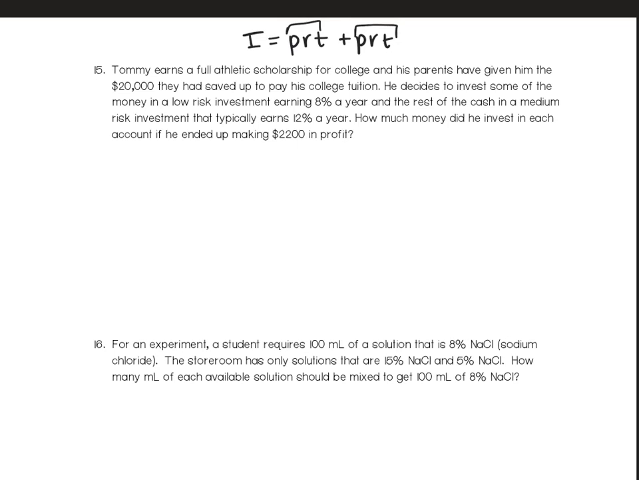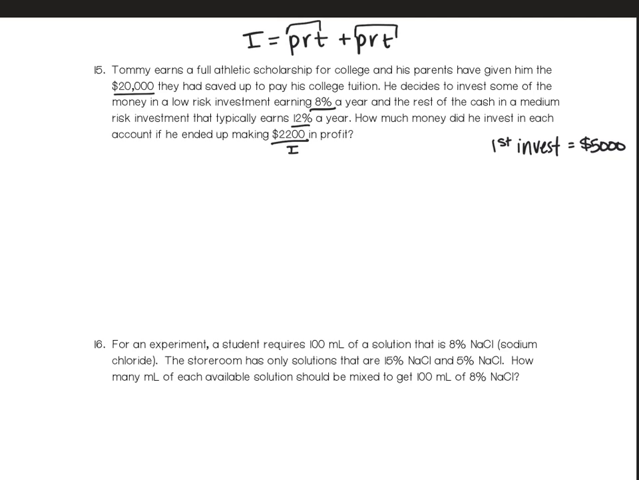So just quickly reading through, Tommy has $20,000. He's investing in 2 accounts. One is an 8% rate and one is a 12% rate. And it's asking how much he invested in both so that he ends up making $2,200 in profit, which is our I. So one other thing that you need to think about is if you're investing a certain amount the first time, so like just for example, let's say in your first investment, you invest $5,000.